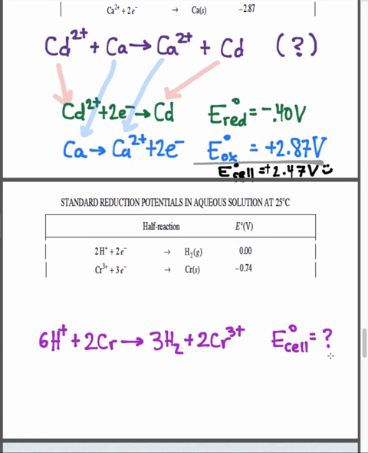Here's one for you to work on if you'd like to pause the video and try it. Hydrogen goes to hydrogen ion goes to hydrogen gas, chromium 3 plus. The chromium goes to chromium 3 plus. Would this be spontaneous? Pause the video if you care to practice with this one. But of course you're lazy and you know I'm going to tell you the answer right now.